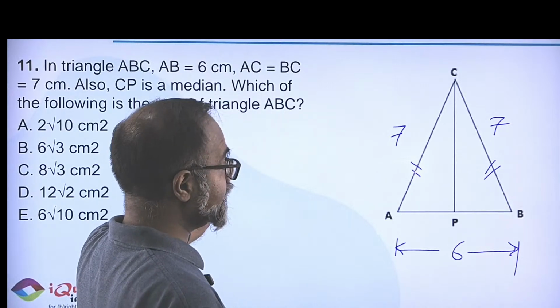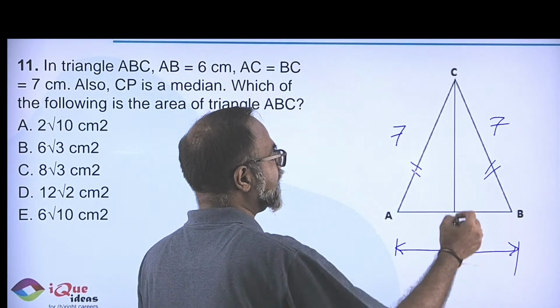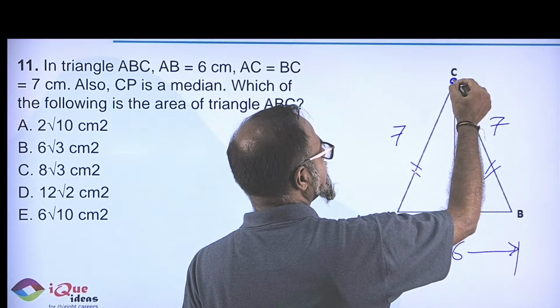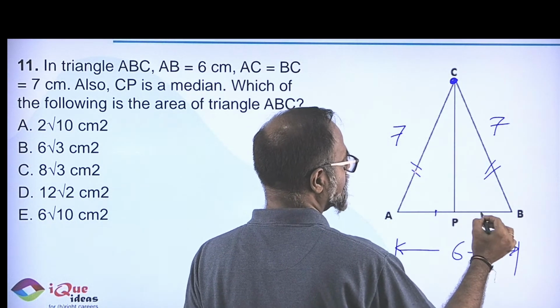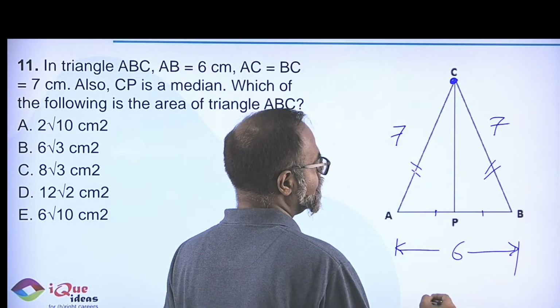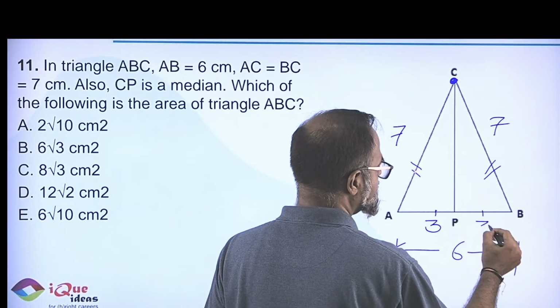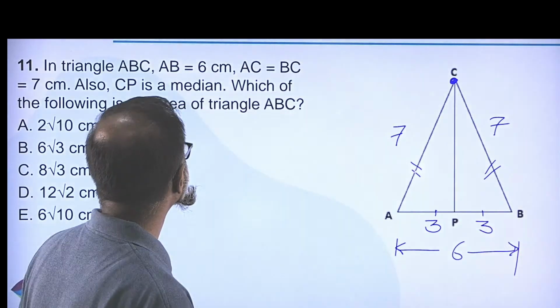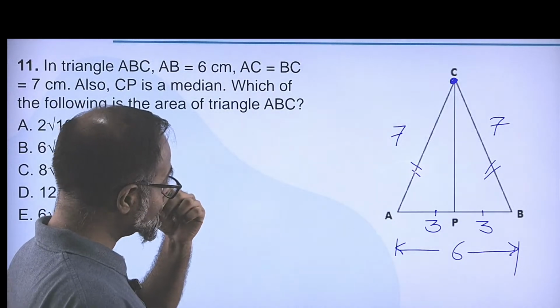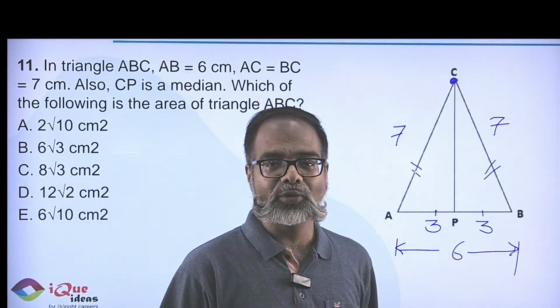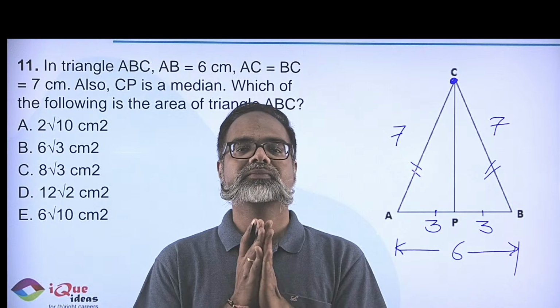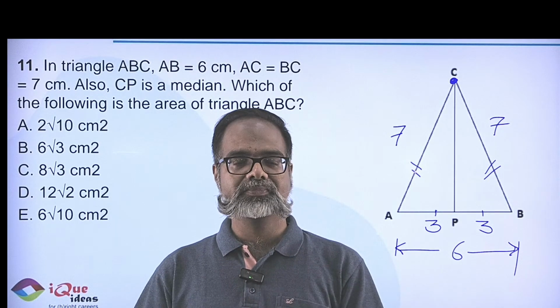CP is a median. Now, what is a median? A line which connects the vertex to the midpoint of the opposite side. So if this is the midpoint of the opposite side, both of these are 3. Great. Which of the following is the area of the triangle? How do I find the area of the triangle? 2 ways in which I can do this.